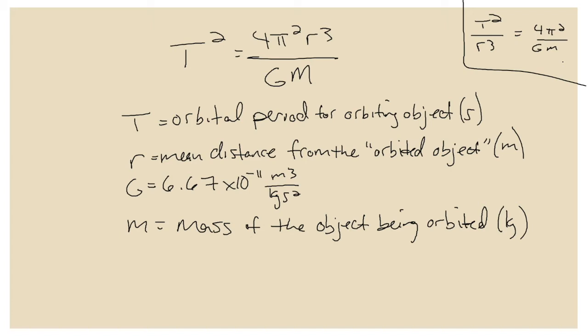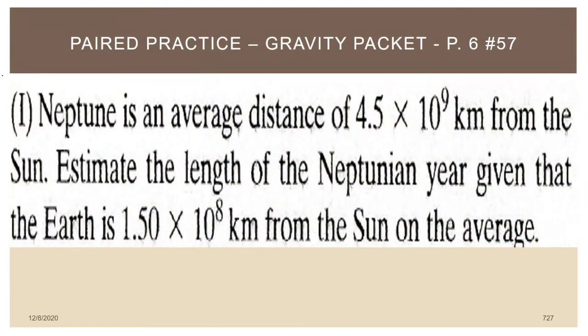That's the idea. And so what I want to do here for the rest of this video is just use these equations, the two versions of Kepler's law, version 1 and version 2, and I'll even go ahead and write over here like this is version 2, to solve some problems. The first one is located in the gravity packet on page 6, number 57. It says Neptune is an average distance of 4.5 times 10 to the 9 kilometers from the sun. Estimate the length of the Neptunian year, given that the Earth is 1.5 times 10 to the 8 kilometers from the sun on the average.